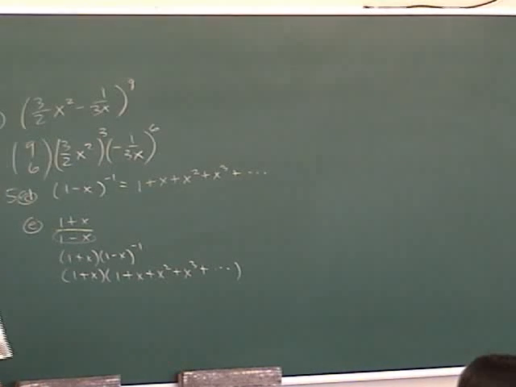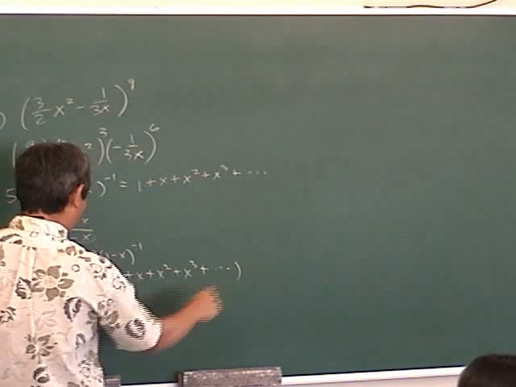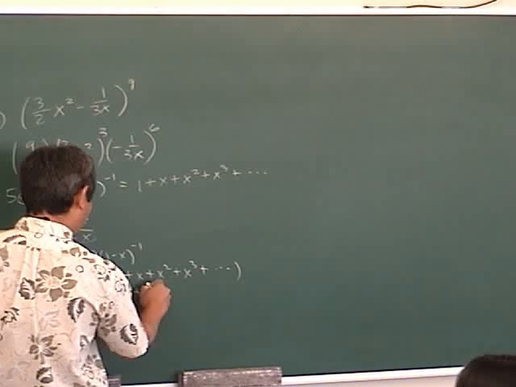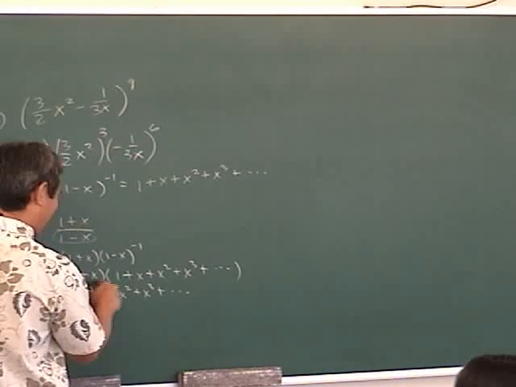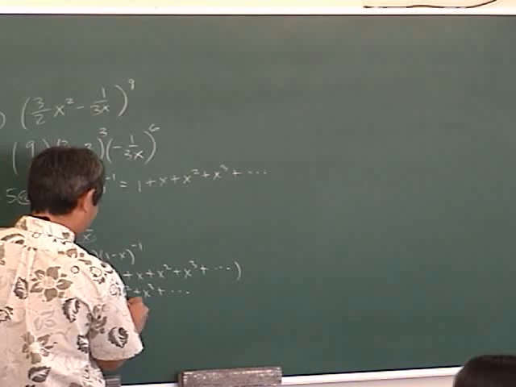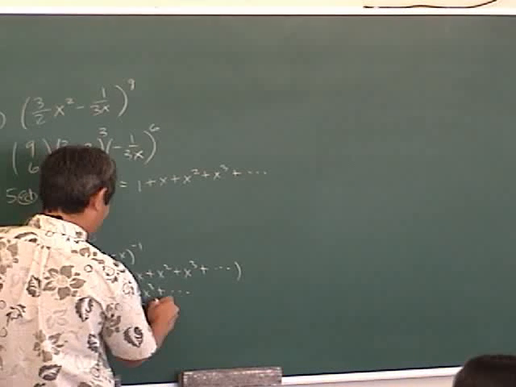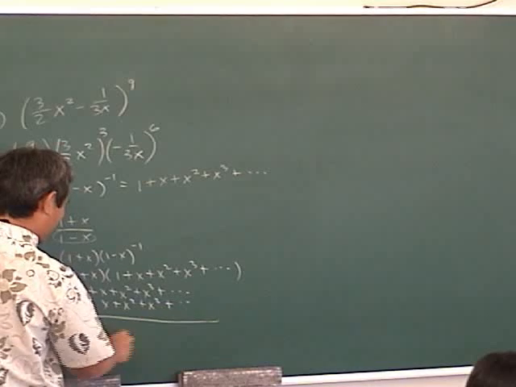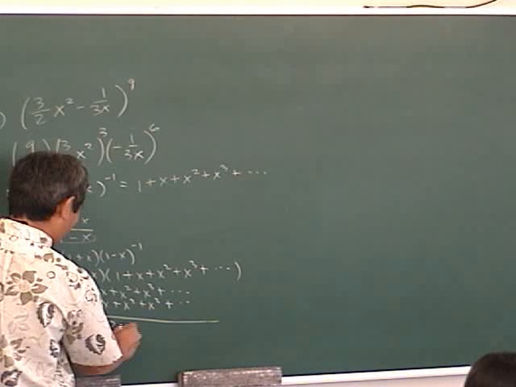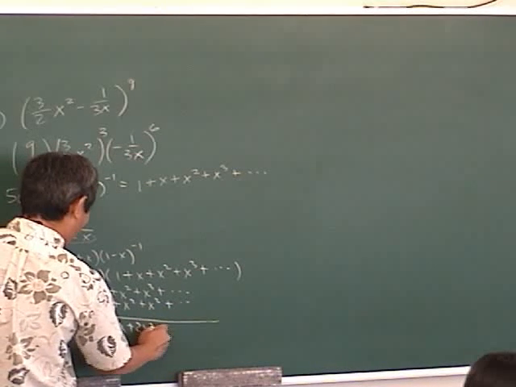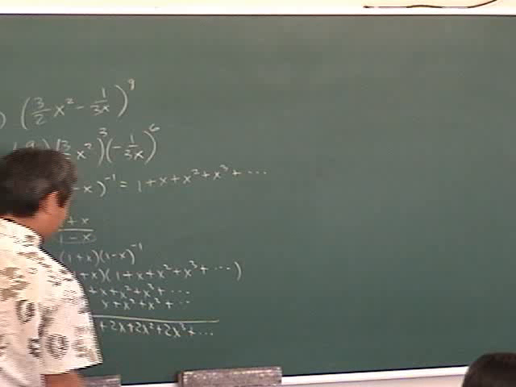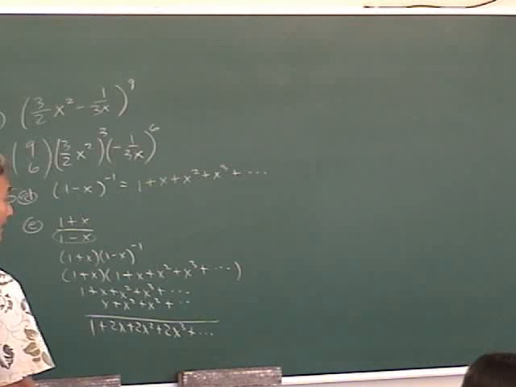How do you multiply polynomials? You take the first term and distribute it. Then you take the second term and distribute it. And then if you add them together, see how you line up all the like terms? What do you get? 1 plus 2x plus 2x squared plus 2x cubed plus ... Okay, so that's one way of doing it.